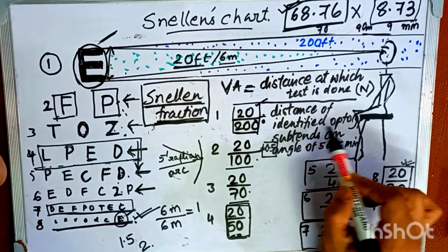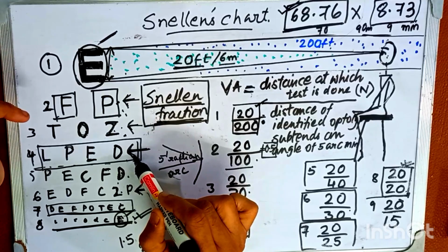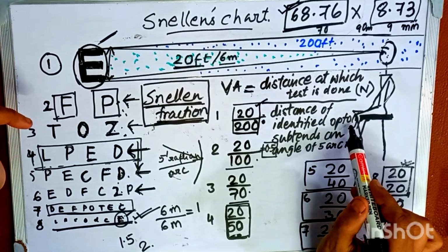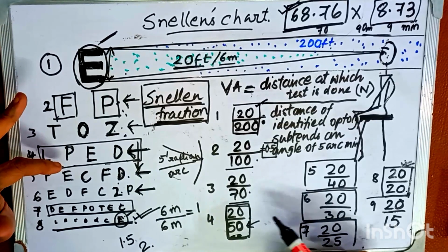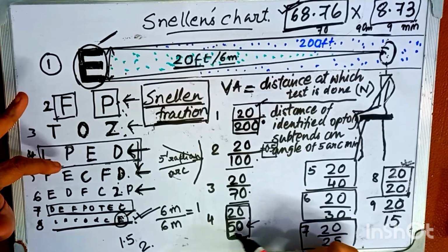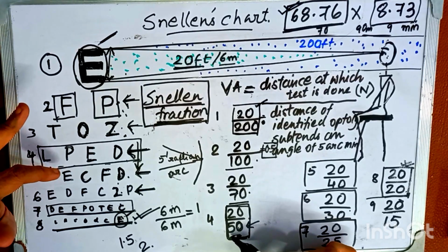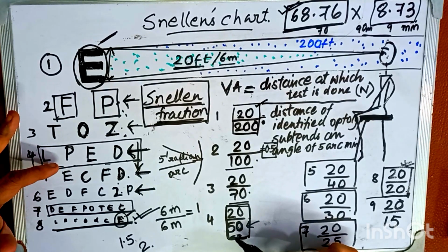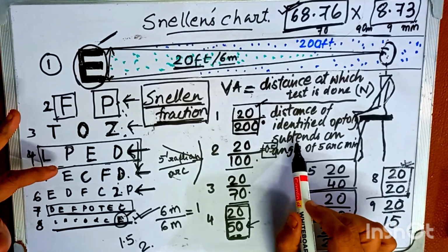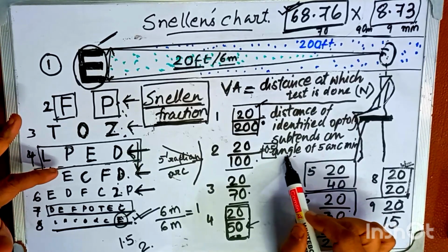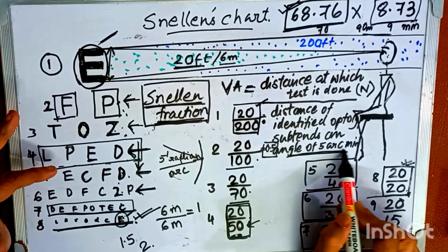And the distance of the identified optotype, if the subject can identify it up to here, if it is the fourth line, so it is 50 meter. This is a 50 meter optotype. A 50 meter optotype means a normal eye should see this fourth line from 50 meters. The identified optotype subtends an angle of 5 arc minutes.